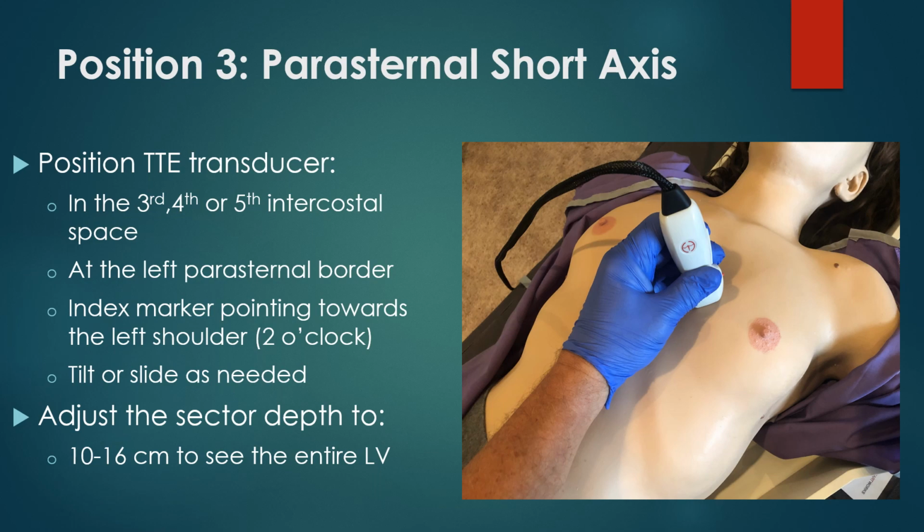But in the 3rd, 4th, or 5th intercostal space, hearts are sometimes very large, with different positions of the patient. I used to think it was the third or fourth, and I wound up going a lot lower in my patient population because a lot of patients I take care of have lower ejection fractions. But it's the left parasternal border, hence the parasternal view, and you tilt or slide as needed. And this is a very difficult thing to do. Probably the biggest or steepest part of the learning curve with TTE is learning how to slide and angle. And typically the sector depth's about 10 to 16 centimeters.